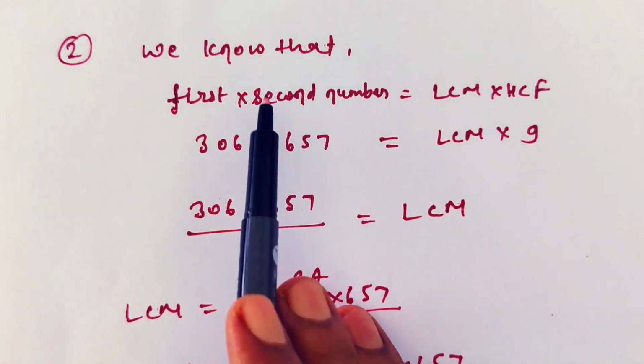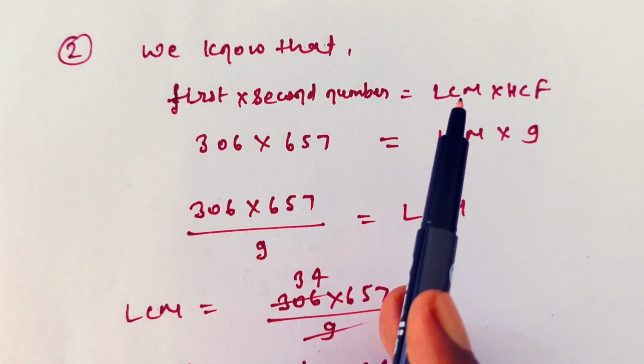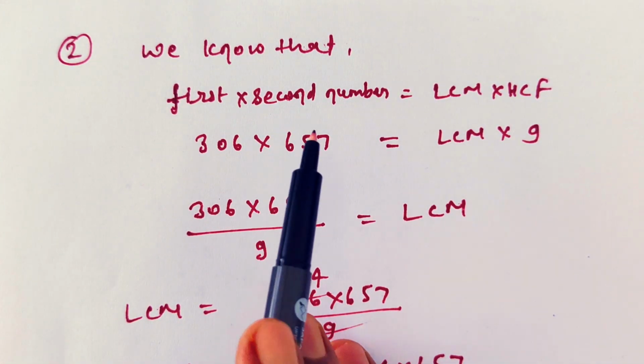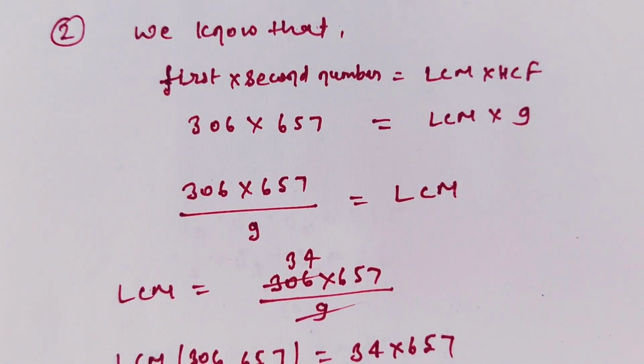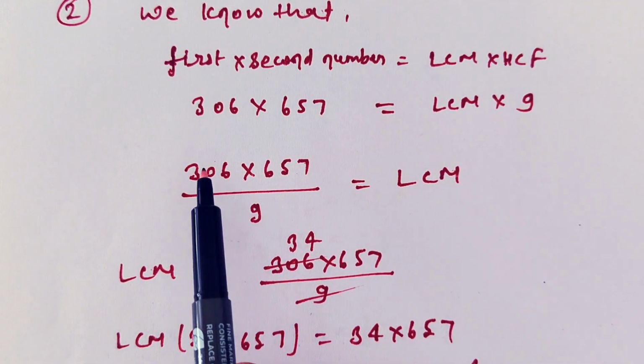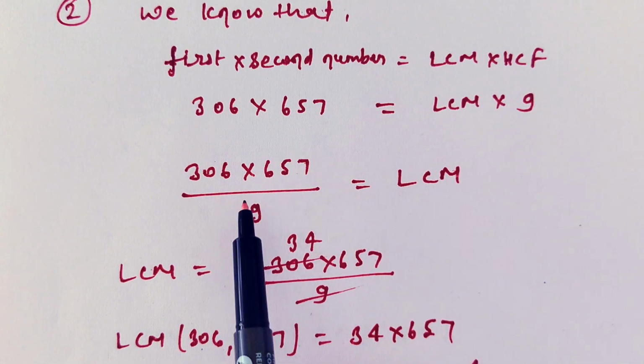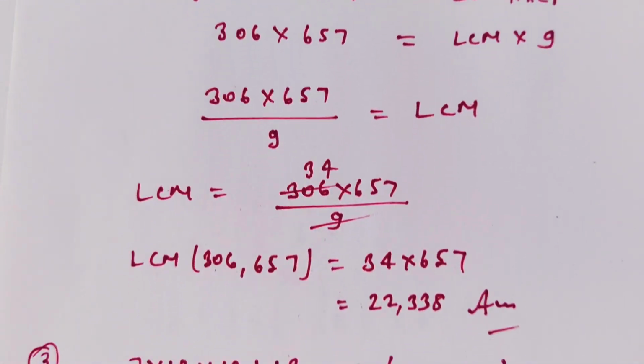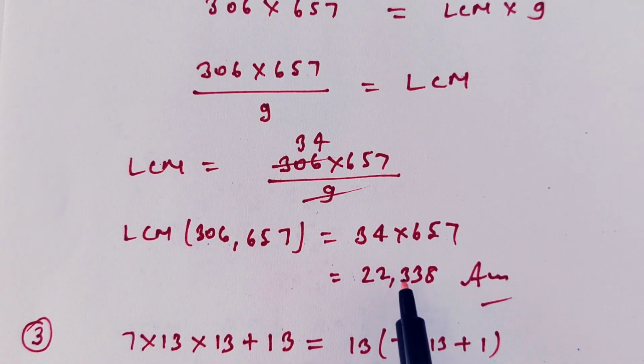One thing you should remember, this formula will not apply to 3 numbers. It is only applicable to 2 numbers. So we will implement it: LCM equals 306 times 657 divided by 9. You can reduce and get the final LCM equals 22,338. This is our final answer.